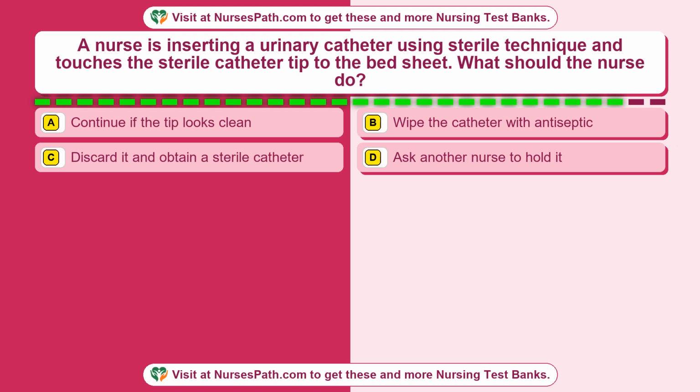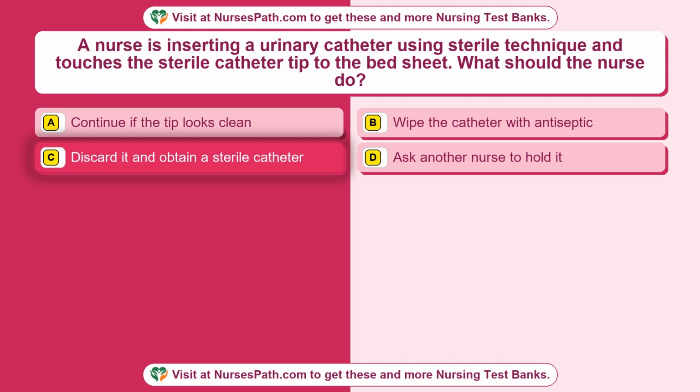Question 6. A nurse is inserting a urinary catheter using sterile technique and touches the sterile catheter tip to the bed sheet. What should the nurse do? Option A. Continue if the tip looks clean. Option B. Wipe the catheter with antiseptic. Option C. Discard it and obtain a sterile catheter. Option D. Ask another nurse to hold it.